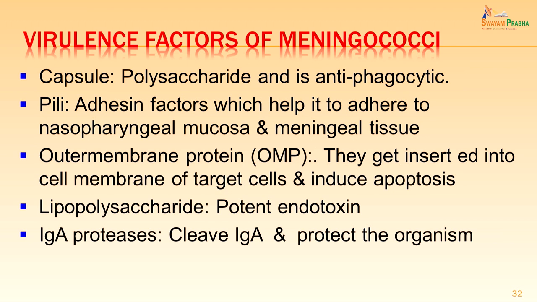The outer membrane protein gets inserted into the cell membrane of the target cells and induces apoptosis of the target cells. The lipopolysaccharide is a potent endotoxin. It's a gram-negative bacteria. The cell wall contains lipopolysaccharide, which gives the potent endotoxin and which is what results in the DIC which we see with meningococcemia. The IgA proteases cleave the IgA, which is the local immunity present on the mucosal surfaces, and thus protect the organism.